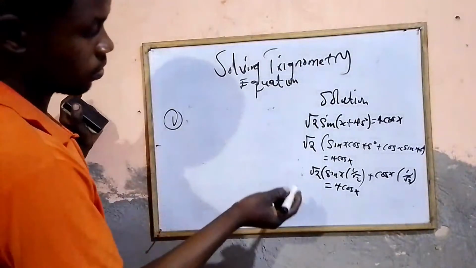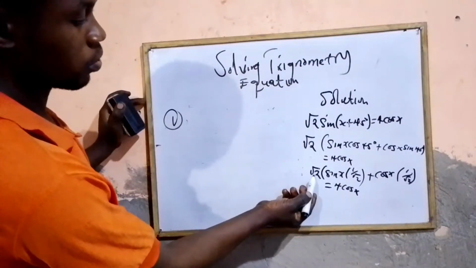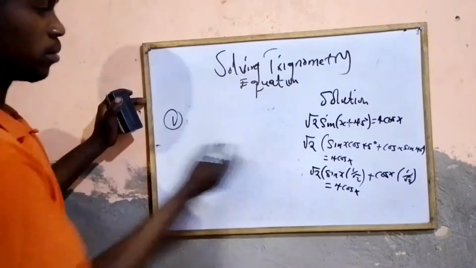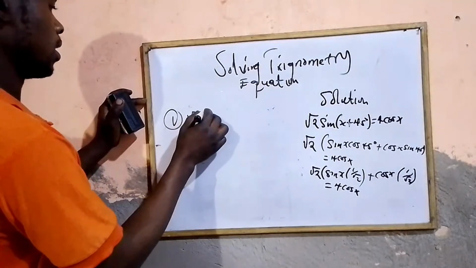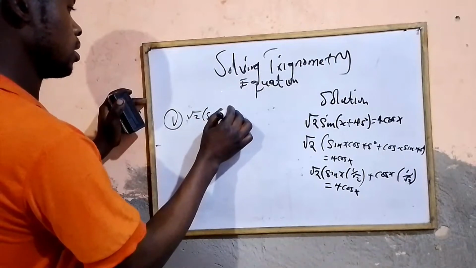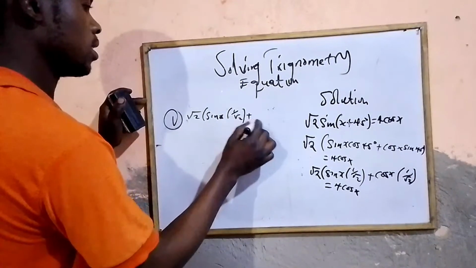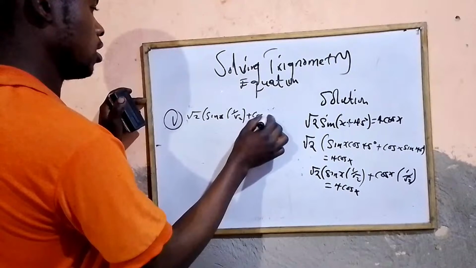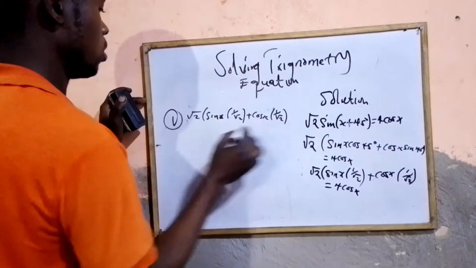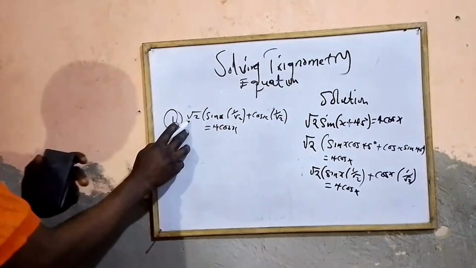Since we have the root 2 here, root 2 times the 1 here, you're going to have root 2, then you divide. Let me show you here. We have root 2, then open bracket sine x plus sine x, 1 over root 2, close, plus cos x, open bracket, 1 over root 2, which should equal 4 cos x. So let's expand now.